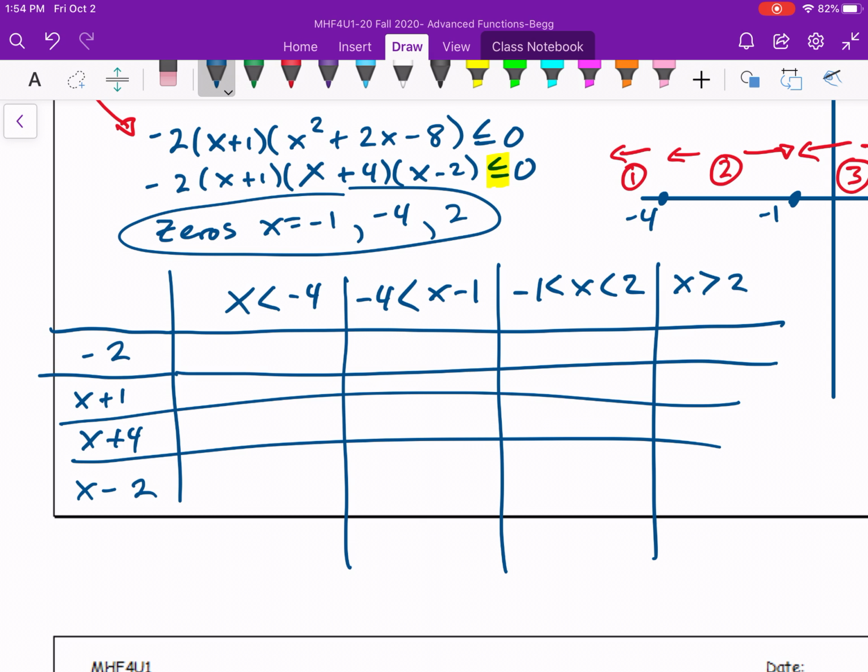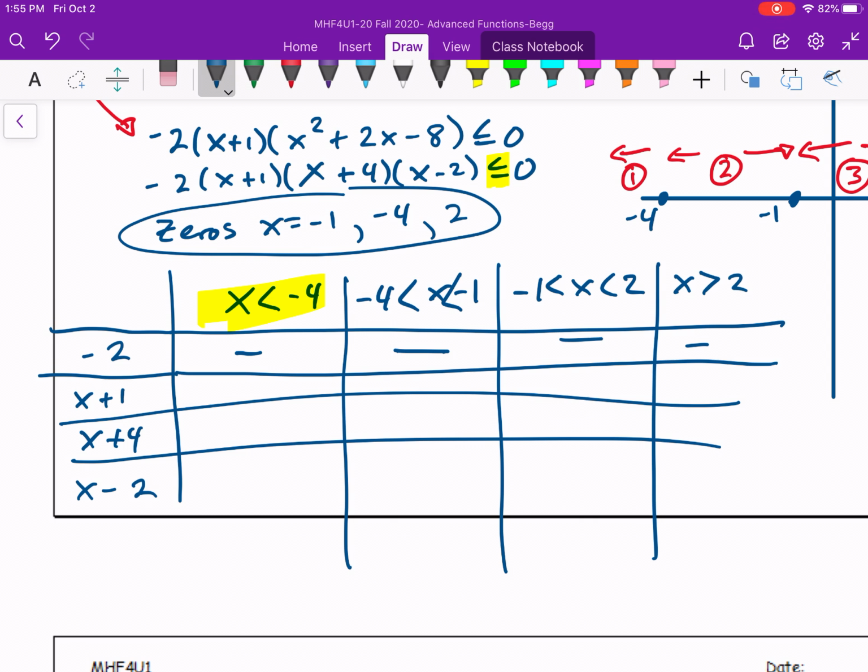Now I just want to think about, in this column, let's start with this column here. If x is some number less than -4, say -5, -10, -1,000,000, whatever, is -2 going to be positive or negative? Well, that's kind of a trick question because -2 is always going to be negative. It's a constant term, so it's going to be negative in this column, and in this column and this column and this column. -2 is always negative. We're just going to think about if it's positive or negative. Okay? So that first row, put negative signs all the way across.